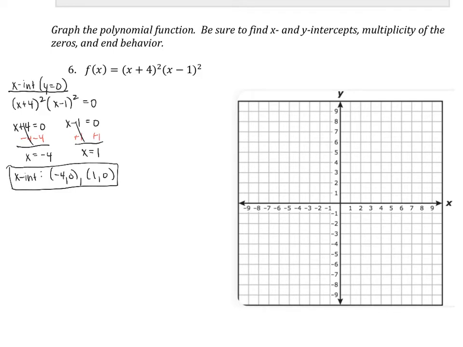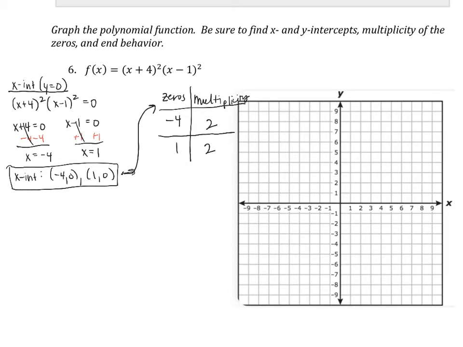There are the x-intercepts. Now remember that this also gives us the zeros. So the zeros, let me do it up here. Zeros and multiplicities. A zero of negative 4 and a zero of 1. The zero of negative 4 has a multiplicity of 2, and the zero of 1 has a multiplicity of 2.